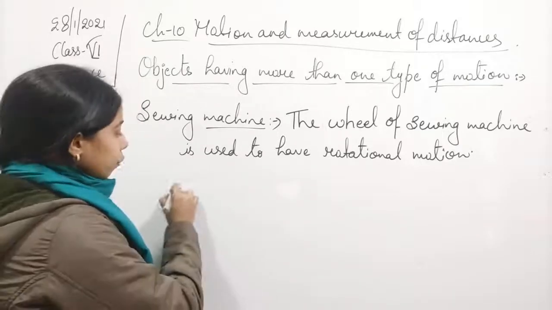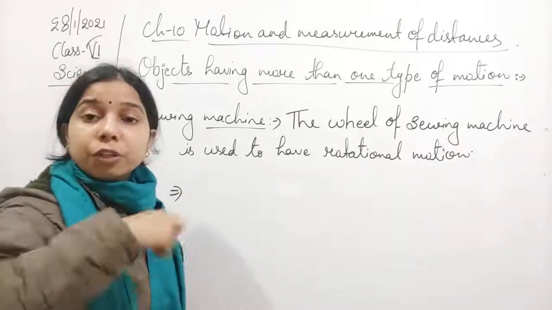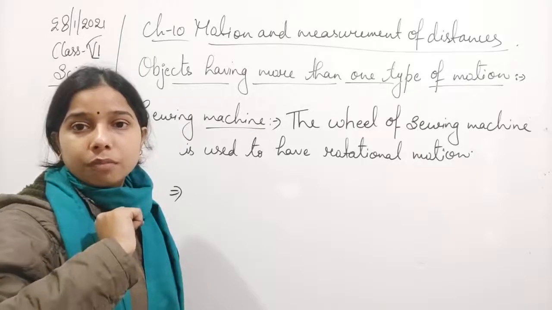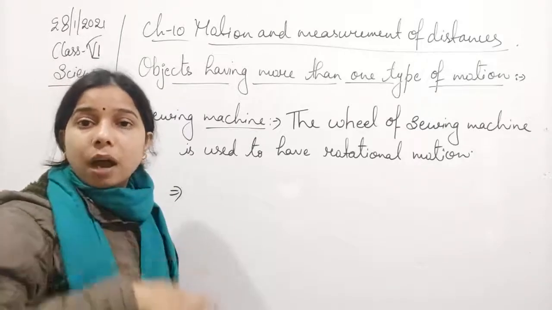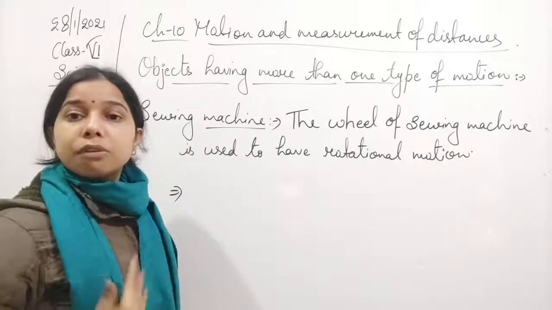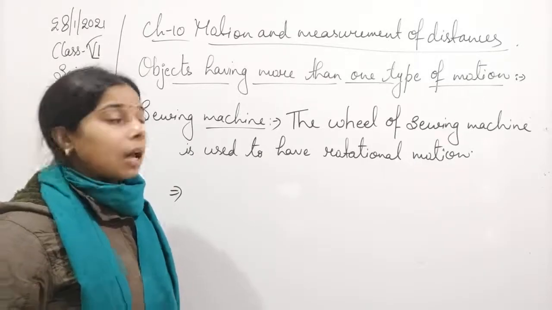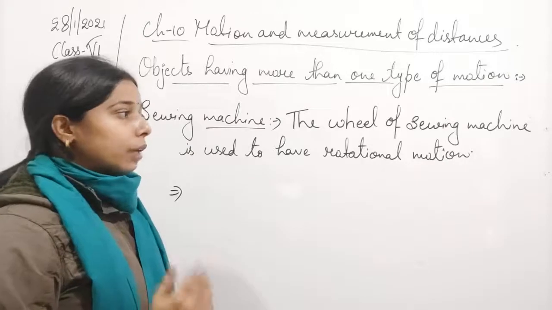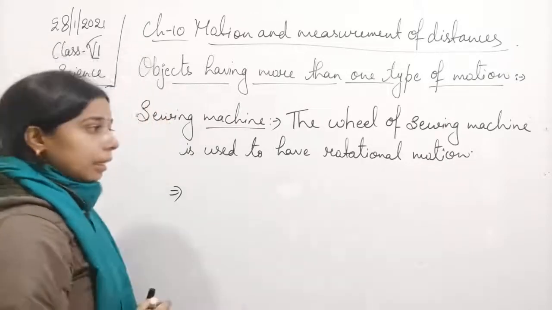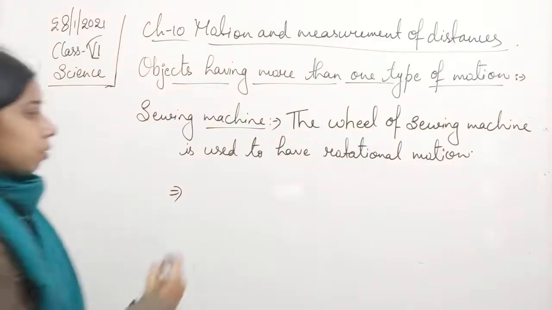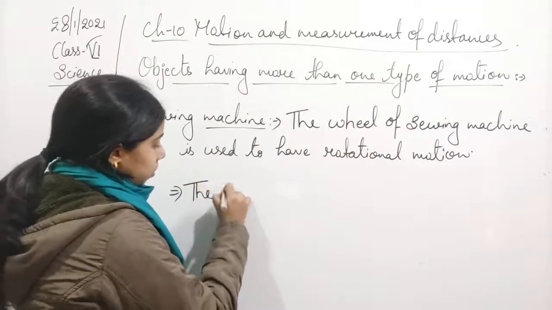The second kind of motion is shown by the needle. When you move the wheel, what will happen? The needle goes up and down. Since it is moving to and fro, it keeps on repeating the process again and again, repeating the motion again and again, and thus we will say the kind of motion shown by the needle is a periodic motion.